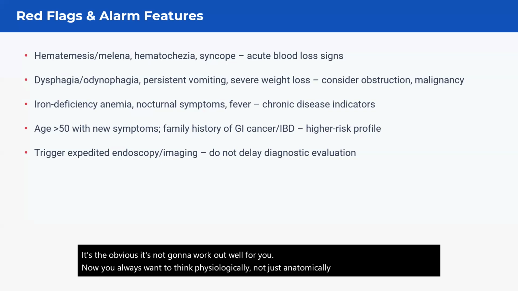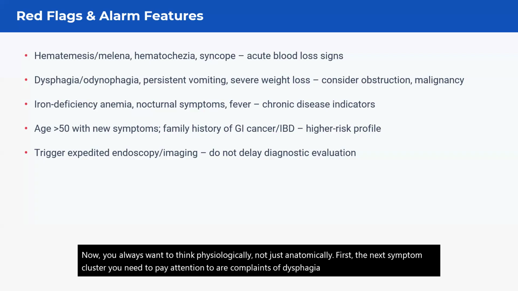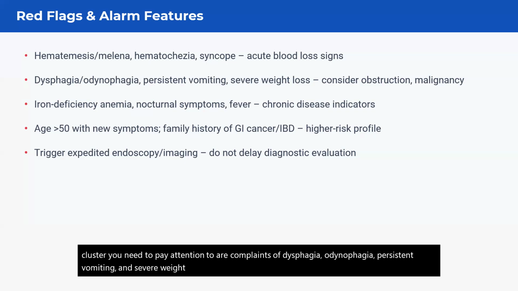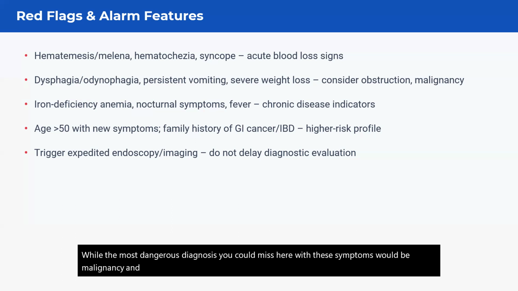The next symptom cluster you need to pay attention to are complaints of dysphagia, odynophagia, persistent vomiting, and severe weight loss. What's the most dangerous diagnosis you could miss here, do you think? Well, the most dangerous diagnosis you could miss here with these symptoms would be malignancy and obstruction. So when food won't pass or it hurts to swallow, that's not GERD. It's a structural problem until proven otherwise.